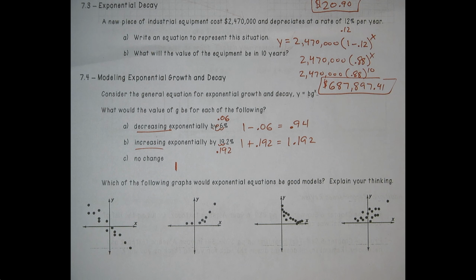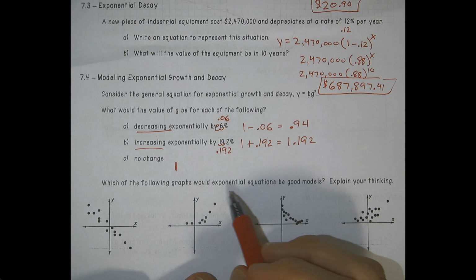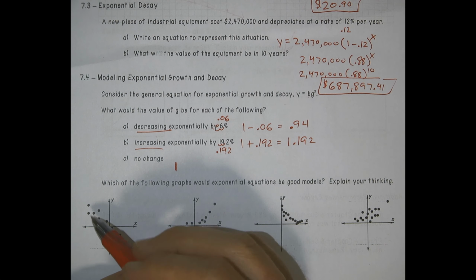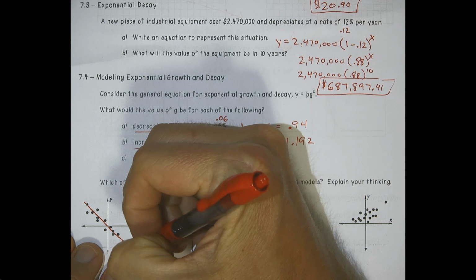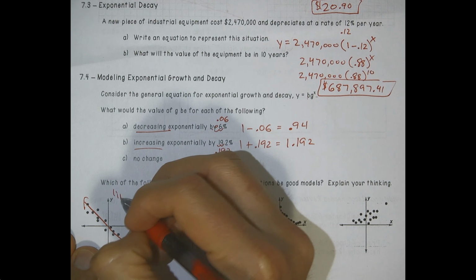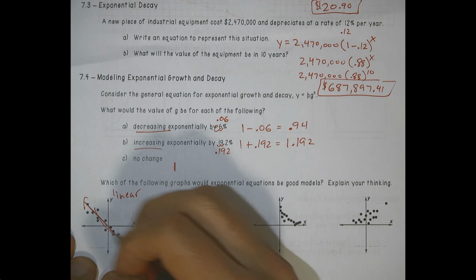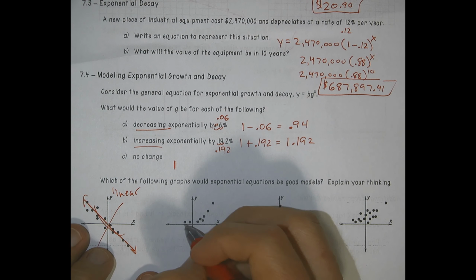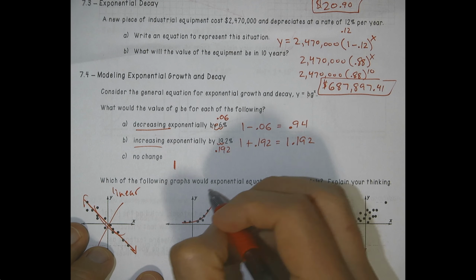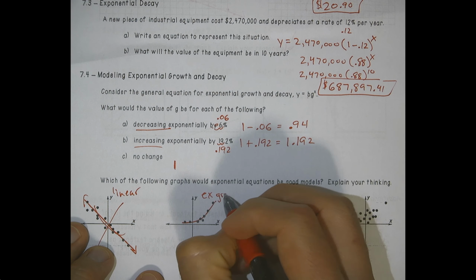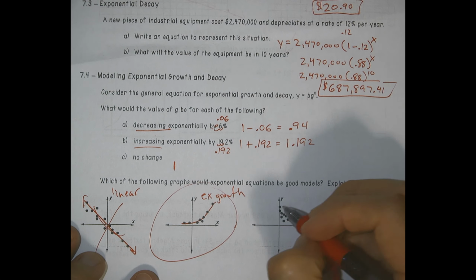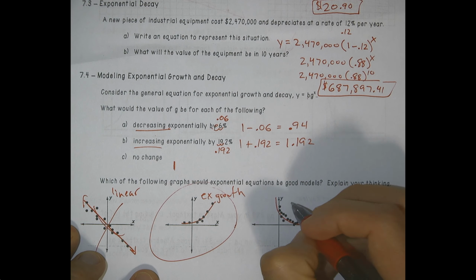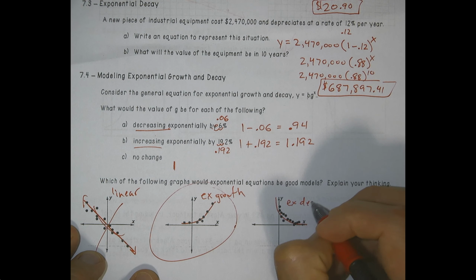Okay, which of the following graphs would exponential equations be good models? So if I look at this first graph, the data is not perfect, but that looks to be linear. Okay, so that is not exponential. This looks like it's curving up and is exponential growth. Okay, so that's good. This seems to be curving down, and that's exponential decay.